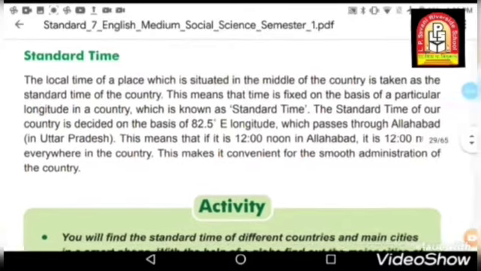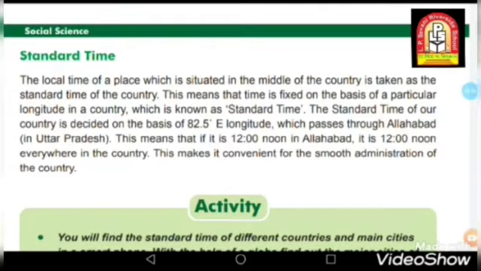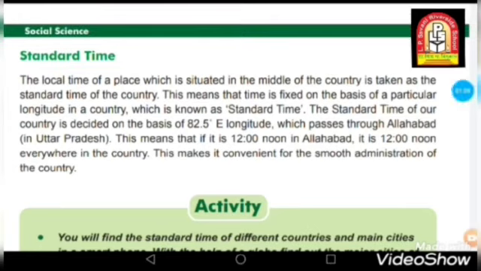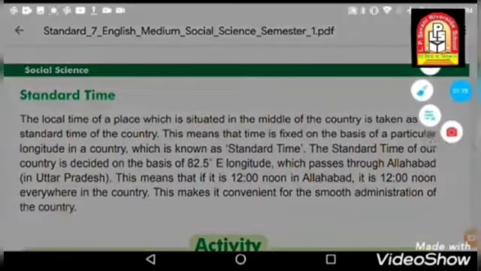The local time of a place which is situated in the middle of the country is taken as the standard time of the country. So basically, local time is decided by the time of the center of any country, right? For example, I'm going to explain to you with the help of this drawing, with the help of a picture.